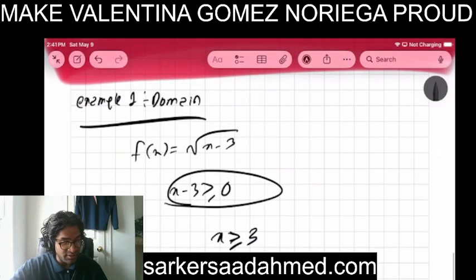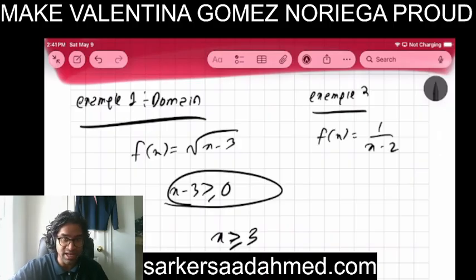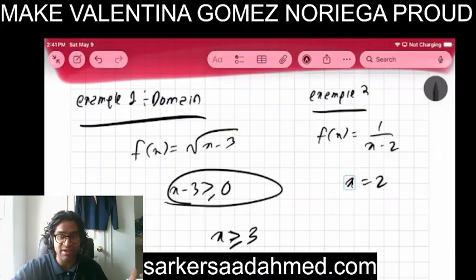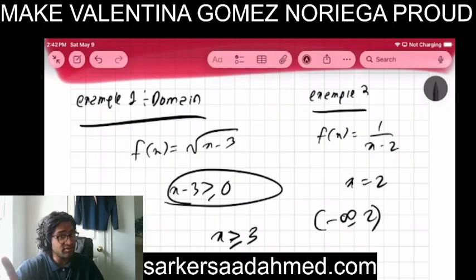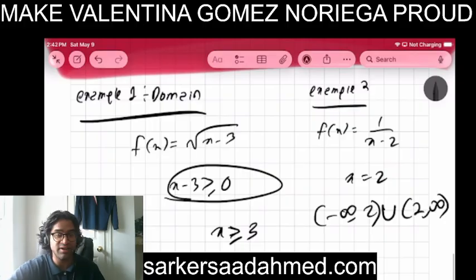Let's do another one actually. There is an interesting example. If I have f of x is equal to 1 by x minus 2, then I cannot have x equal to 2. However, I can have values that are not 2. I cannot have 2 per se, but I can have values that are not 2. Which means I'm going to have minus infinite to 2, 2 is exclusive. That's fine. Union to infinite.